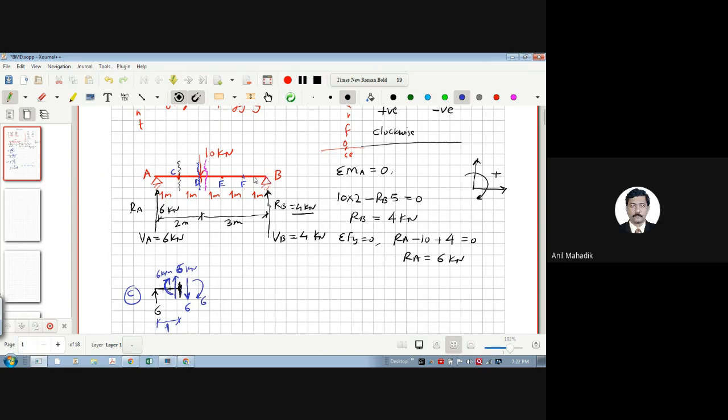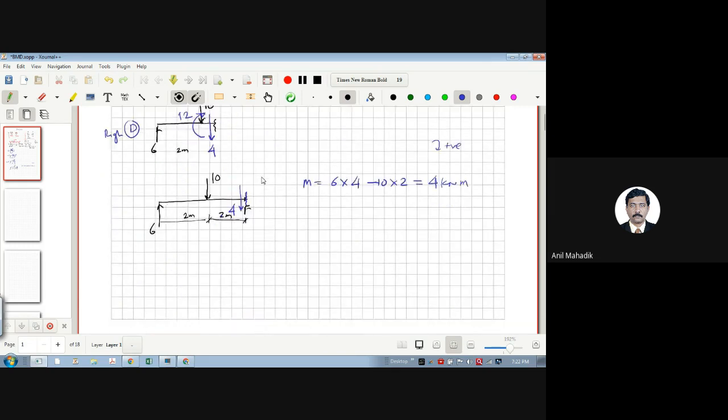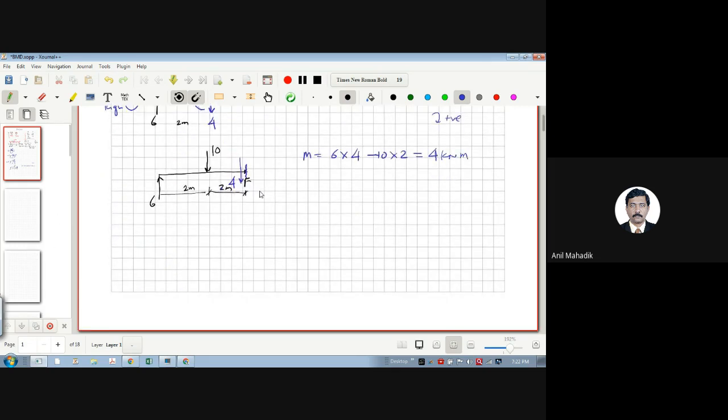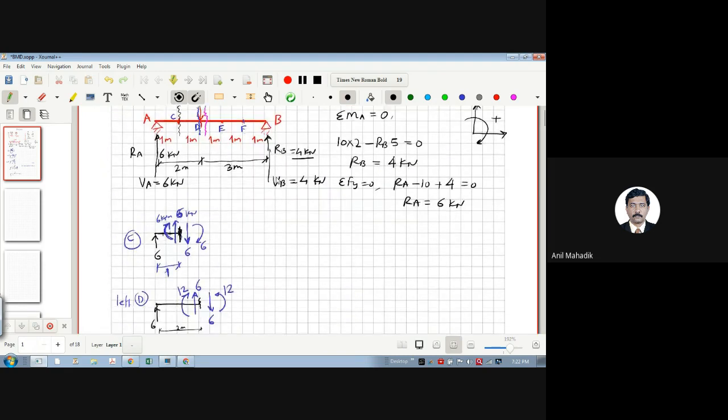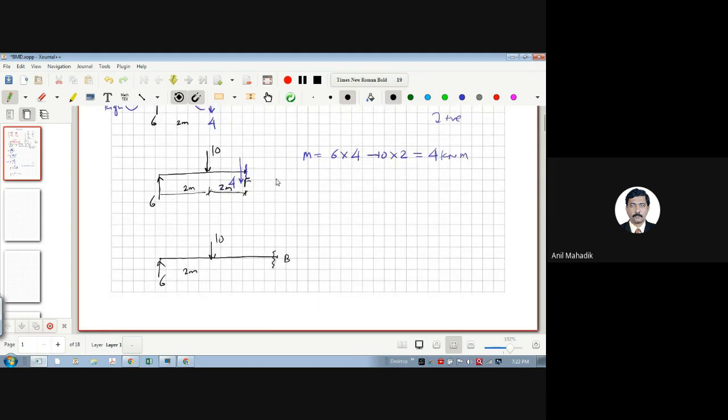Let's take just to the left of the B. Okay. So see, the procedure is same. There is no change in that procedure. So now I am taking up to here. So this is your 6. This is your 10. This is my 2 meters up to here, and then up to here is my B point. B means that is our support. So I'm just taking just to the left. As I am taking just to the left, that means this reaction will not come in the picture. RB will not be there.